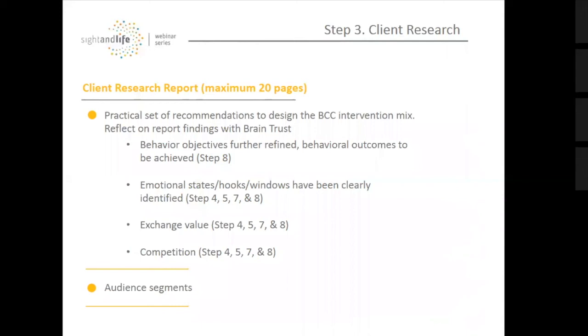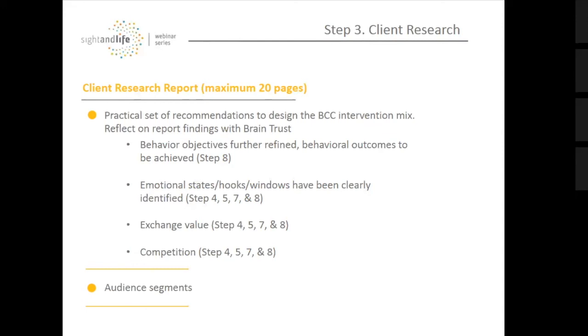Again, the information contained in the report is listed here. It should include the behavior objectives, which you would have refined based on the research that was completed. Now you will have specific behavior outcomes that you want to achieve. This is important because we're going to track this in the monitoring and evaluation. You'll want to know about the emotional states and the hooks, those narratives, some of the examples I've just shown. This needs to be part of your research report.